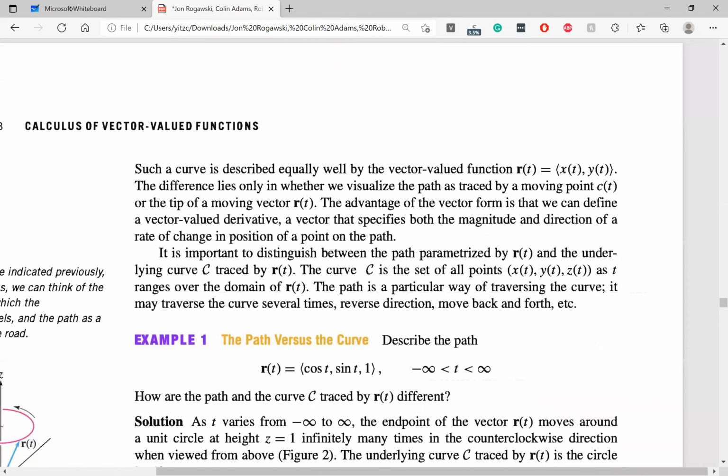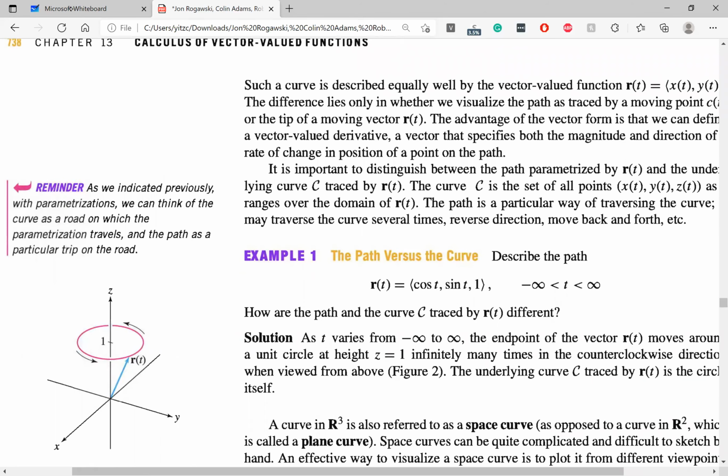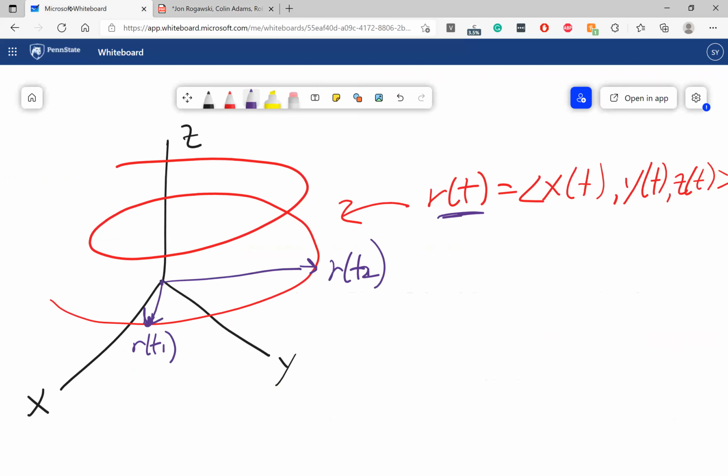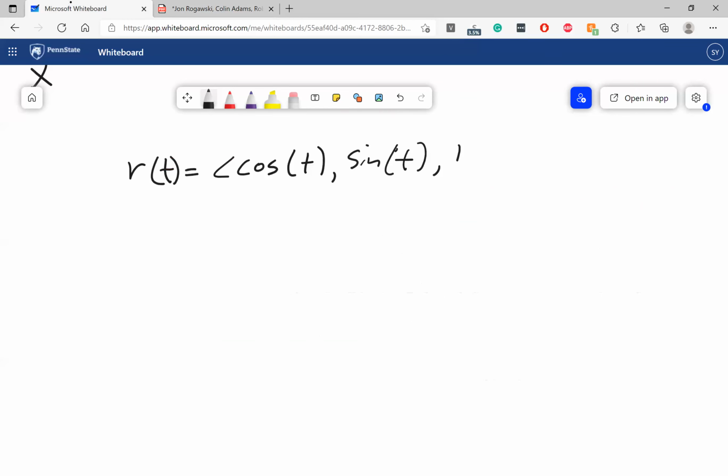Okay, so one of these curves that they would want you to be able to graph is this one right over here. r of t is equal to cosine of t, sine of t, and 1. So when you see something like this, your intuition should try to be what's happening in each dimension.